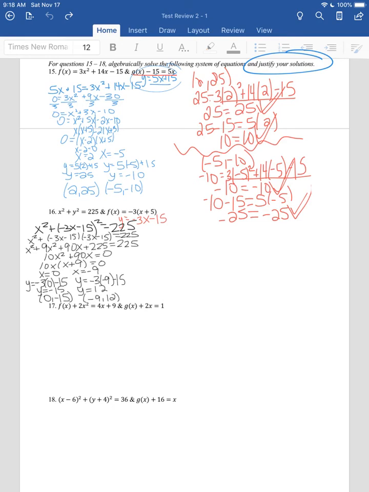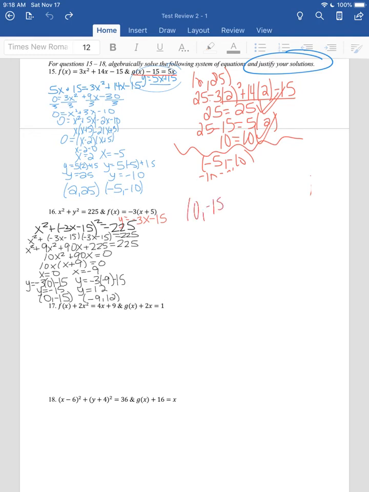So I'm actually going to erase a little bit of this old stuff from before. It's important to remember when you're plugging this in that you put parentheses around anything negative because it's being squared. So I'm going to do (0, 15) first. I'm sorry, (0, -15). So x squared plus y squared equals 225. I plug this in with parentheses. I get 225 equals 225.